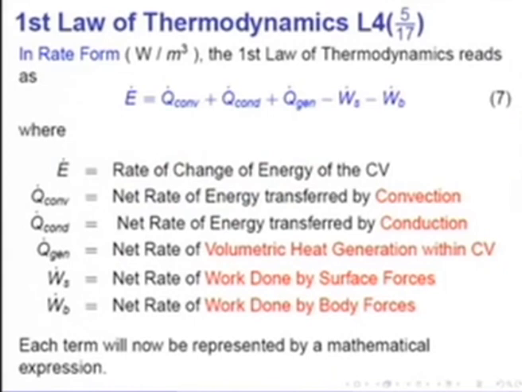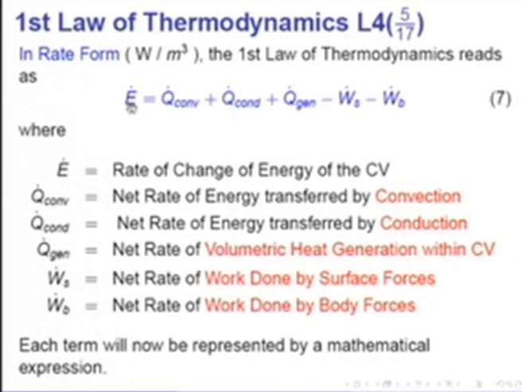We now turn to the first law of thermodynamics. In rate form, that is watts per cubic meter, the first law of thermodynamics reads as dE by dt equal to dQ convection by dt, dQ conduction by dt, plus rate of generation of energy minus work done by shear forces minus work done by body forces. Each of these terms is defined here. We shall seek mathematical representations for each one of them.